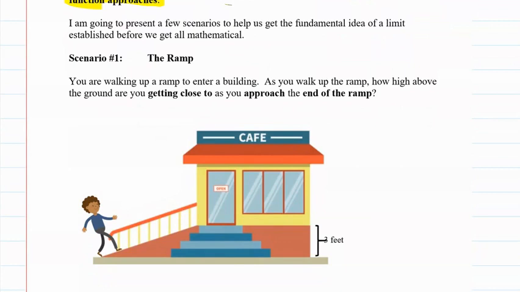In the first one, you're walking up a ramp to enter a building. As you walk up the ramp, how high above the ground are you getting close to as you approach the end of the ramp? You are getting closer and closer to 3 feet. So that's scenario number one.